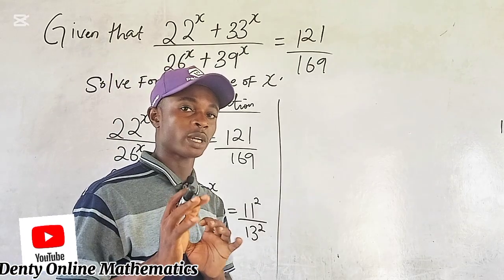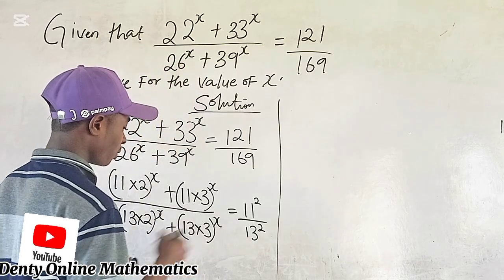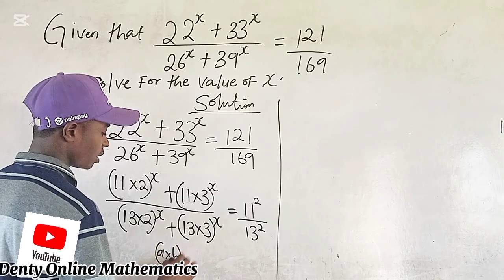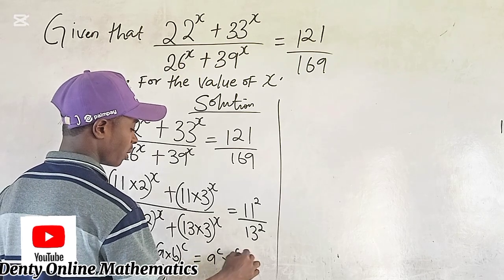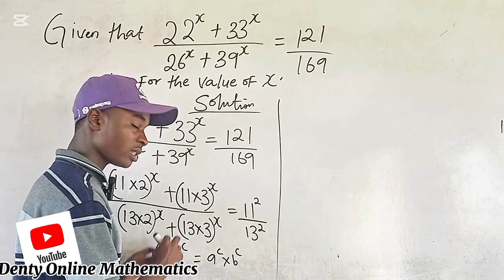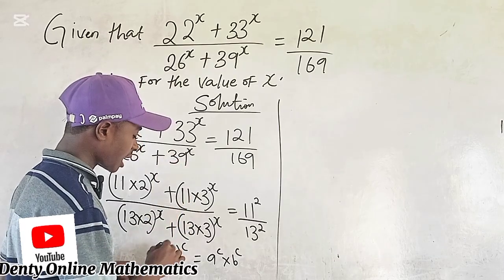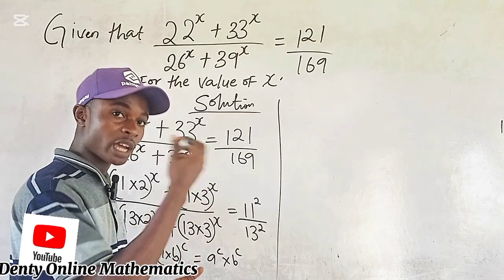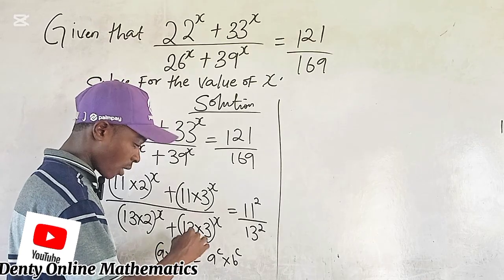Now let us look at one of the properties of the laws of indices. If you have, for example, a times b raised to the power of c, this is the same thing as a raised to the power of c times b raised to the power of c. What this means is if you have two numbers multiplying in a bracket and they are all raised to a particular power, everything inside the bracket will take part of that power, that is, the exponent or index. So everything here is sharing this particular power up there.